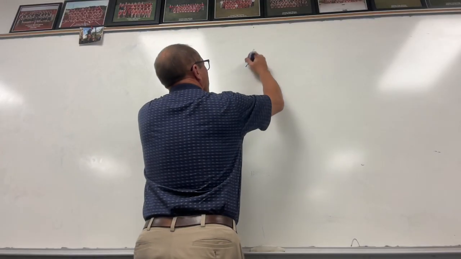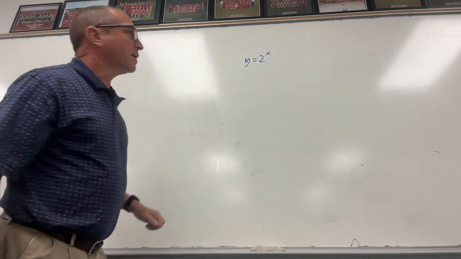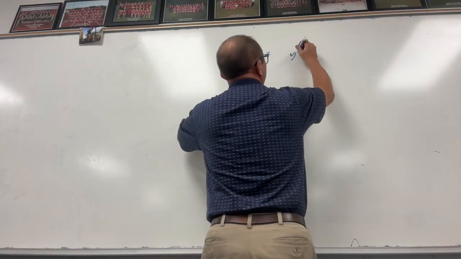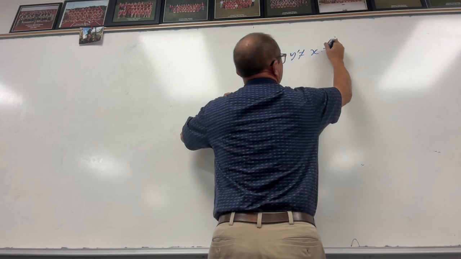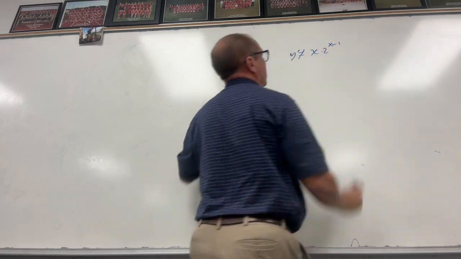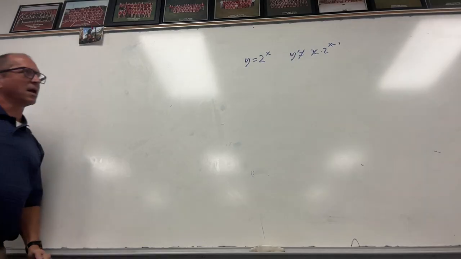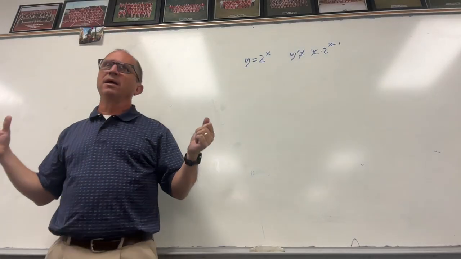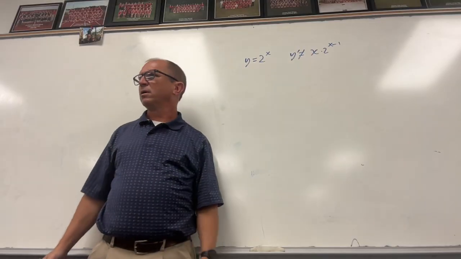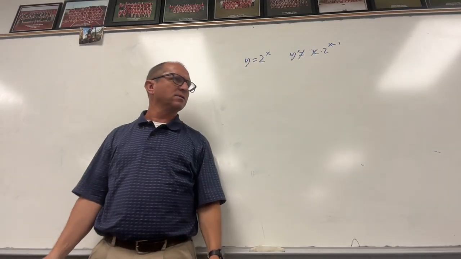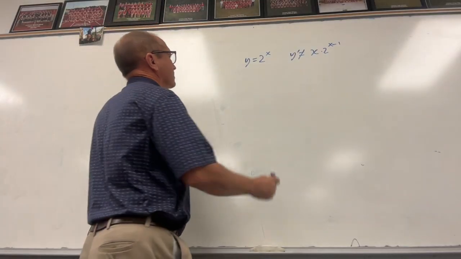So, y equals 2 to the x. Now, y prime does not equal x times 2 to the x minus 1. It is not a power rule, and that will be on a multiple choice question as one of your incorrect answers. Distractors is what they call them as a technical term.